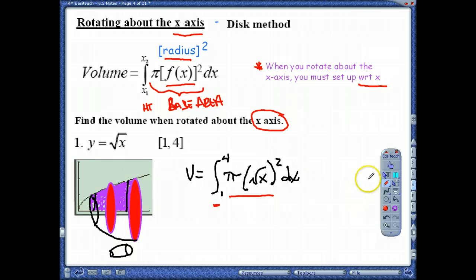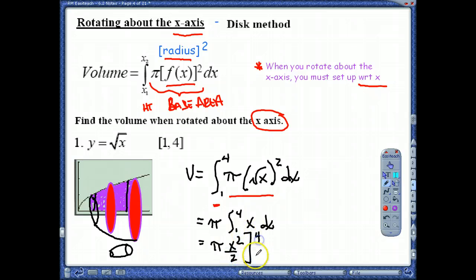Now, if you have to do this by hand, and they will ask you to do it by hand, you're going to pull the pi out, and you're going to simplify. Well, square root of x squared is x, and then you're going to integrate. You're going to do x squared over 2. You're going to put the 4 in first, and then the 1 in, and you're going to simplify. So when I simplify that, I'm going to get 15 pi over 2.